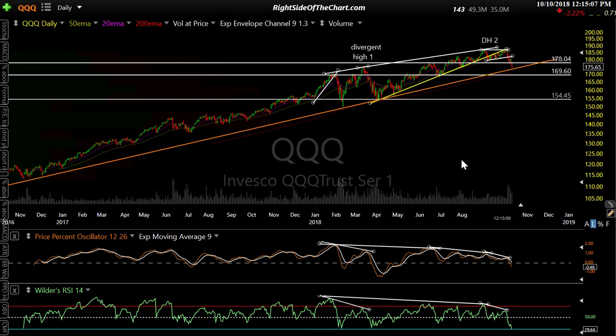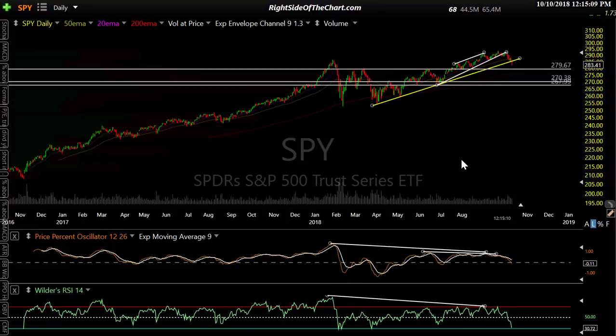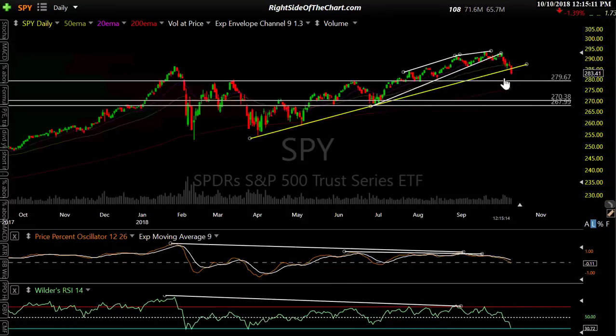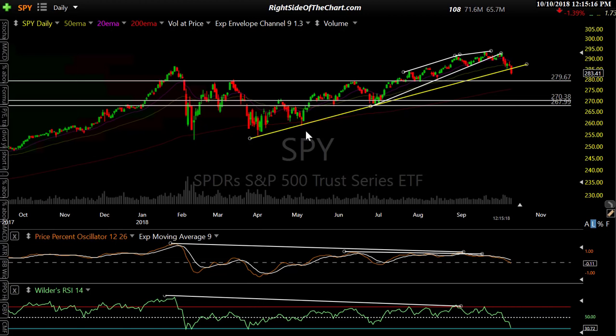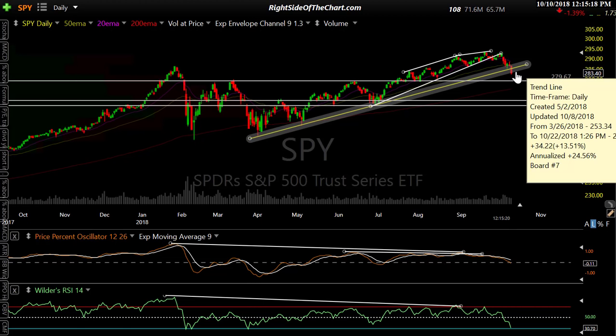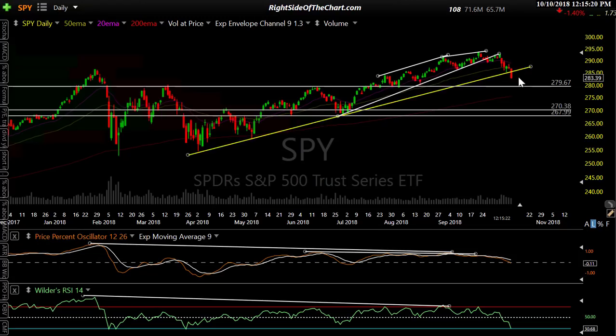Let me go to SPY before I do that, and mention that SPY has clearly and impulsively taken out this uptrend line. That's the one I've been highlighting off the early April lows. So that's not good. It could snap back today. It's a daily candle. It's 12:15 p.m. Eastern time as I'm doing this video, so we have less than 4 hours of trading to go.